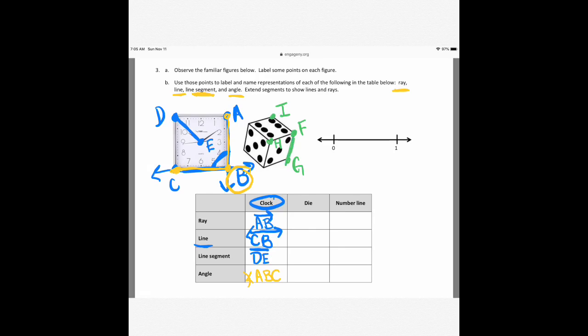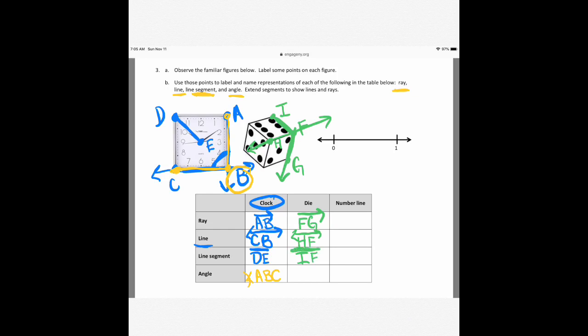So I'm going to start off with creating a ray. We'll do ray FG, same thing as last time, so one arrow. We'll do line HF, so two arrows going in each direction. And then we'll do line segment IF, which means it starts at I and ends at F.